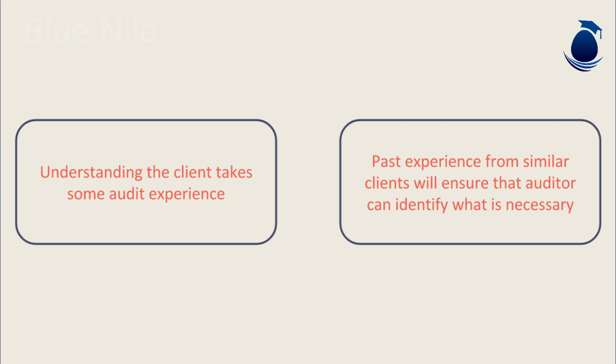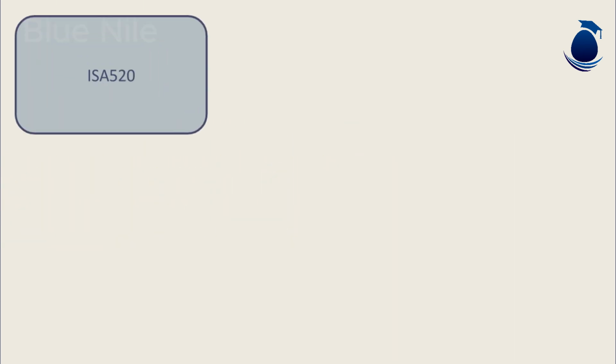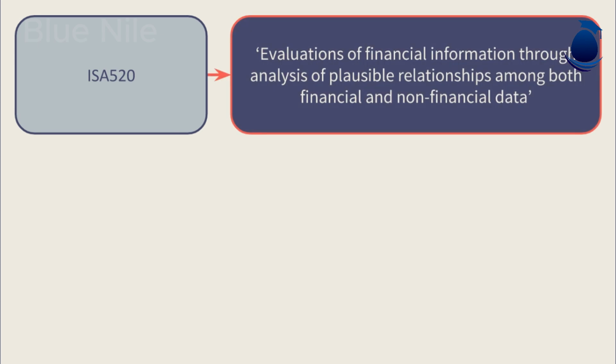Now we have discussed the work in understanding the entity, we can move into the other key piece of work in identifying audit risks: analytical procedures. The definition of analytical procedures is given in ISA 520 as evaluations of financial information through analysis of plausible relationships among both financial and non-financial data. I like to put it more simply as comparing financial and non-financial data to understand changes.